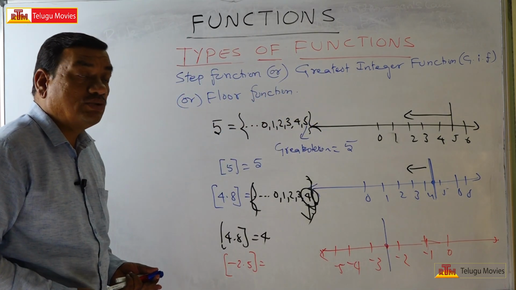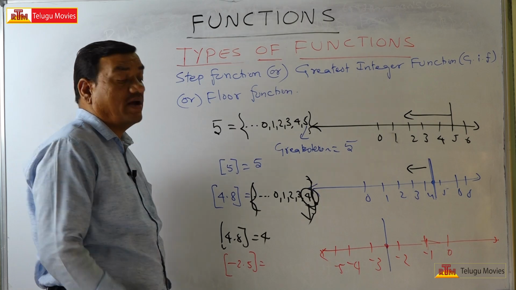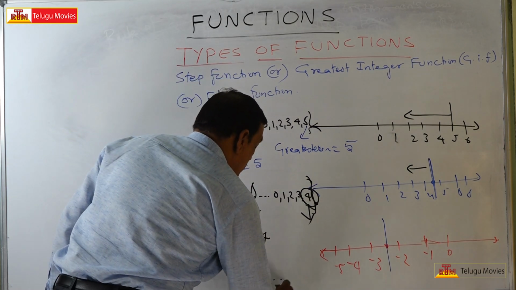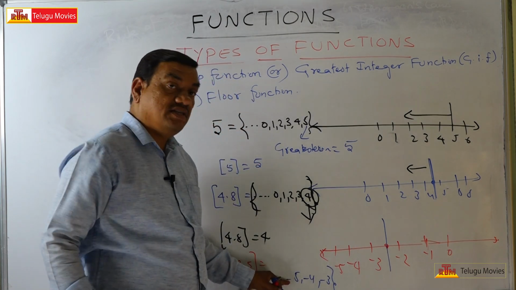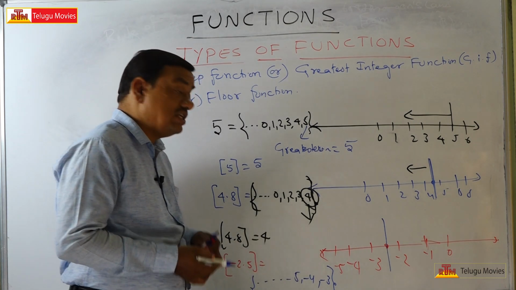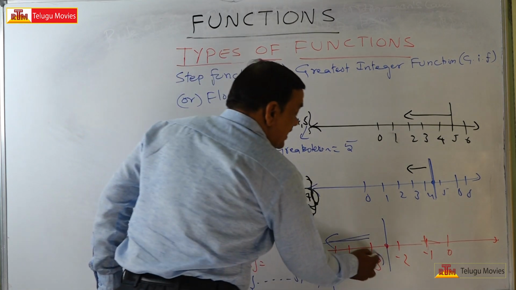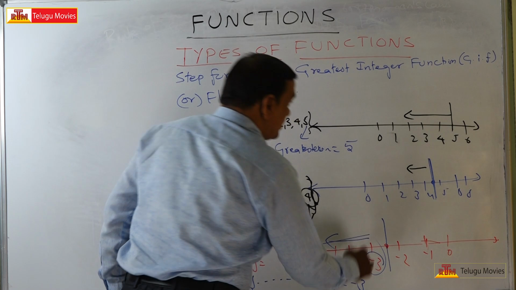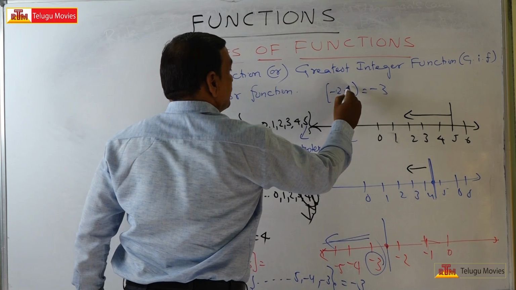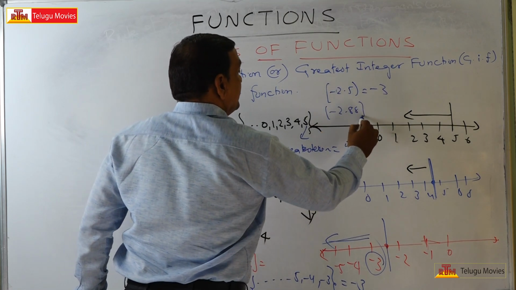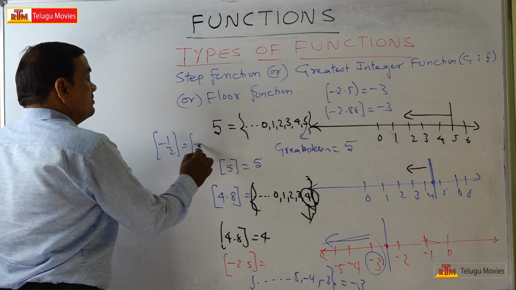Now tell me the integers which are less than or equal to minus 2.5. What are the integers? So on, minus 5, minus 4, minus 3. These are the integers which are less than minus 2.5. In this, which is the biggest one? Minus 3. So step of minus 2.5 is minus 3. Step of minus 2.8 is minus 3. Step of minus 1.2 is minus 2.